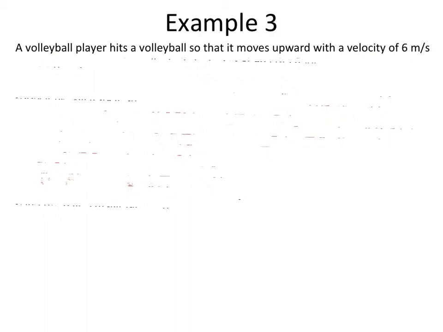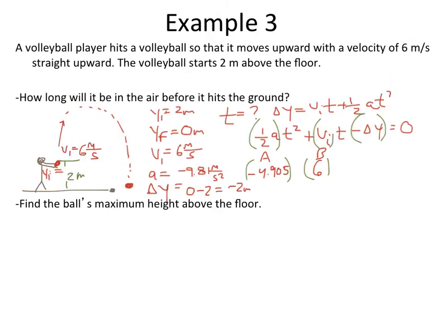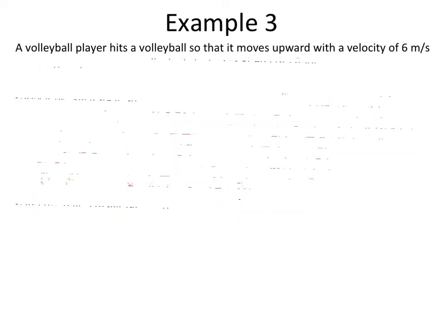1/2 of negative 9.81. Our initial velocity, we know that. That's just 6 meters per second. That's going to be our B right there. I'll put green brackets around that. And then our C is going to be, we're careful here, so negative delta y. Well, if delta y is negative 2 meters, then negative is just 2. Our C is going to be 2 meters right there.